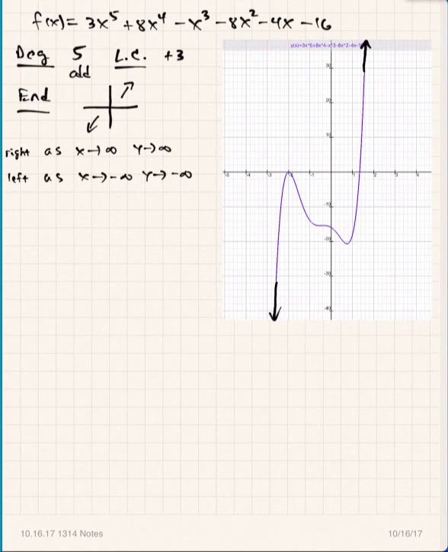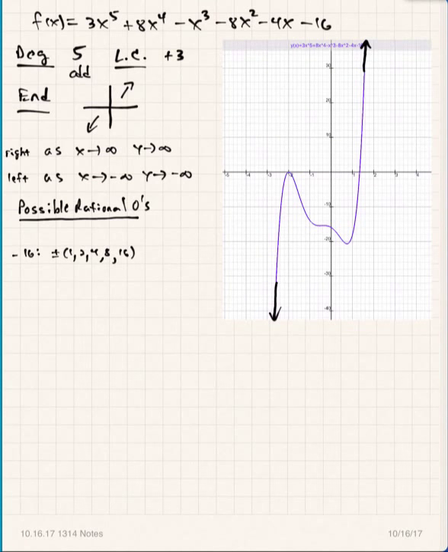All right, the next thing we're going to do is write down the list of possible rational zeros. Remember, these are just possible rational zeros, and we use the rational zero theorem to do that. So we write down factors of the constant, which in this case is 16. It's technically negative 16. So those factors are plus or minus 1, 2, 4, 8, and 16. And then the factors of the leading coefficient, which in this case is just plus or minus 1 and 3. So we take all the factors of 16 and we divide them by all the factors of 3.